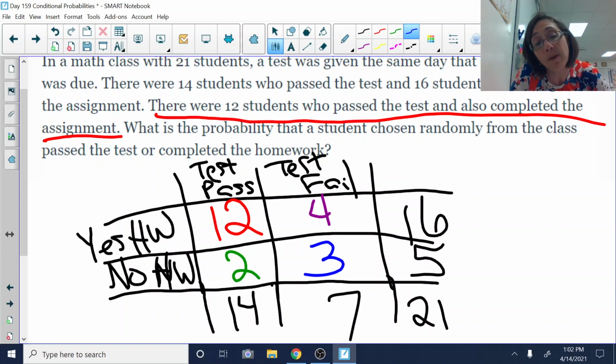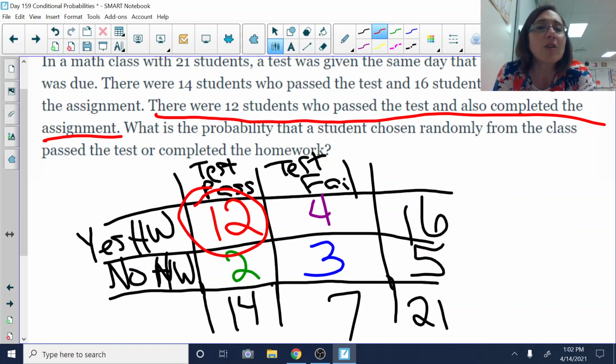So now we're ready to find a probability. What is the probability that a student chosen randomly from the class passed the test or completed the homework? So you get to say woohoo if you did either one of those things. So did these 12 kids, did they pass the test or complete the homework? Yeah, actually they did both. They're the superstars. Good job, kids.